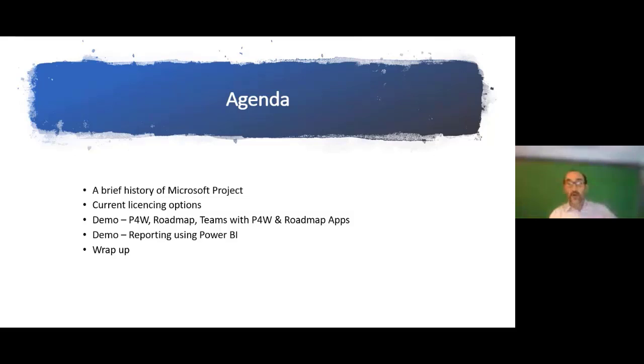So we're going to do a demo of P4W, which is Project for the Web. We'll also do a demo of something called Roadmaps, which is a kind of program portfolio view of different projects, and then we'll look at Teams, look at Project for Web and Roadmap apps. And we'll look at Power BI reporting using Power BI. So all of those.